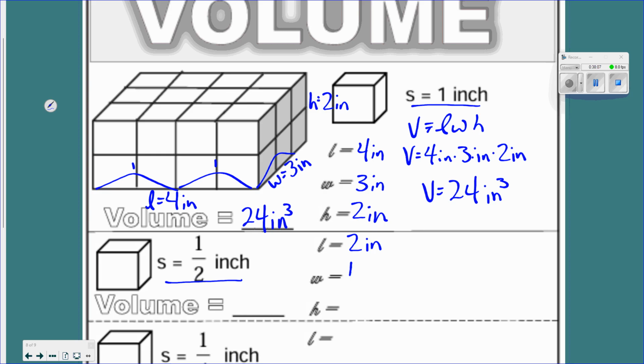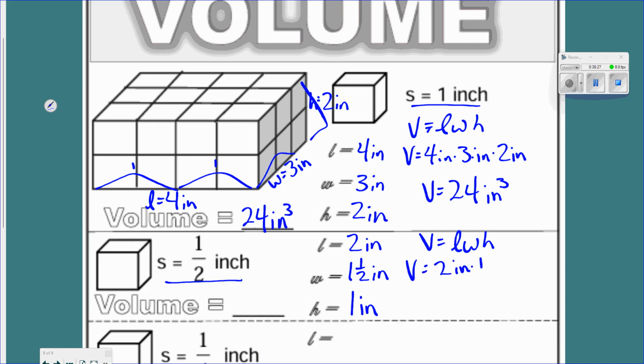Does my volume formula change? No, if my numbers change. So now I put my new numbers into my formula. Uh-oh, I've got a mixed number. What do I have to do? I need to turn this into an improper fraction. I need to make all of them improper fractions. How do I make a whole number an improper fraction? Put it over a 1. Okay, 2 times 1 is 2 plus 1 is 3. So it's now 3 halves.